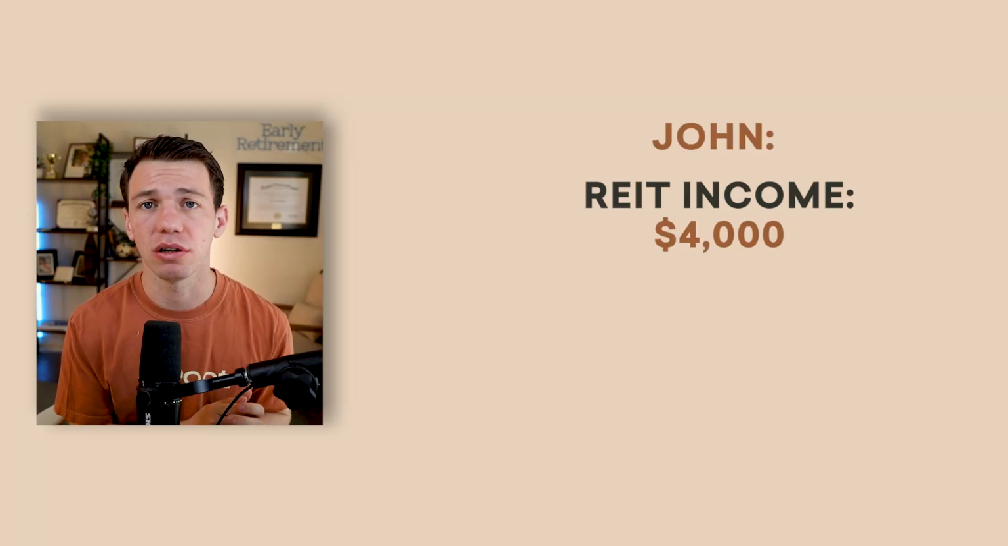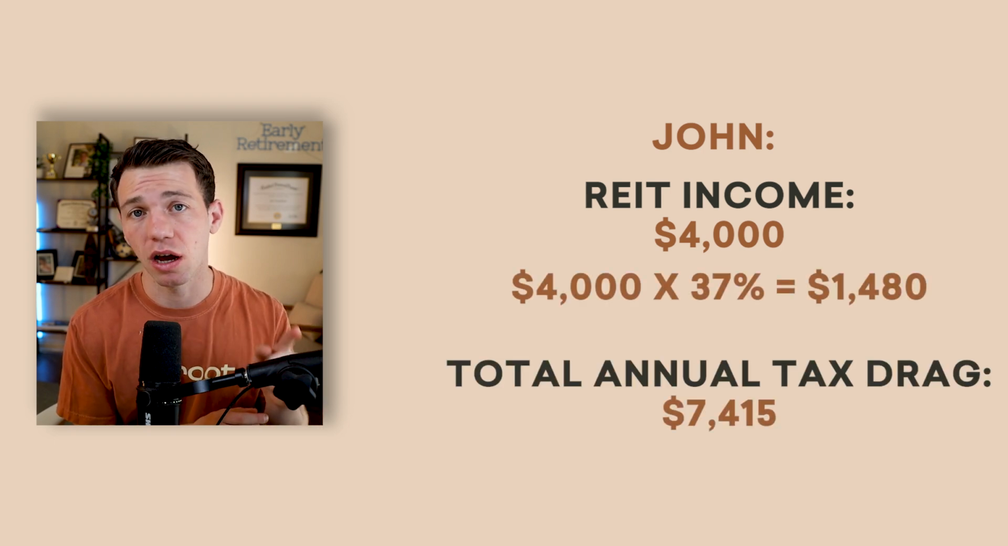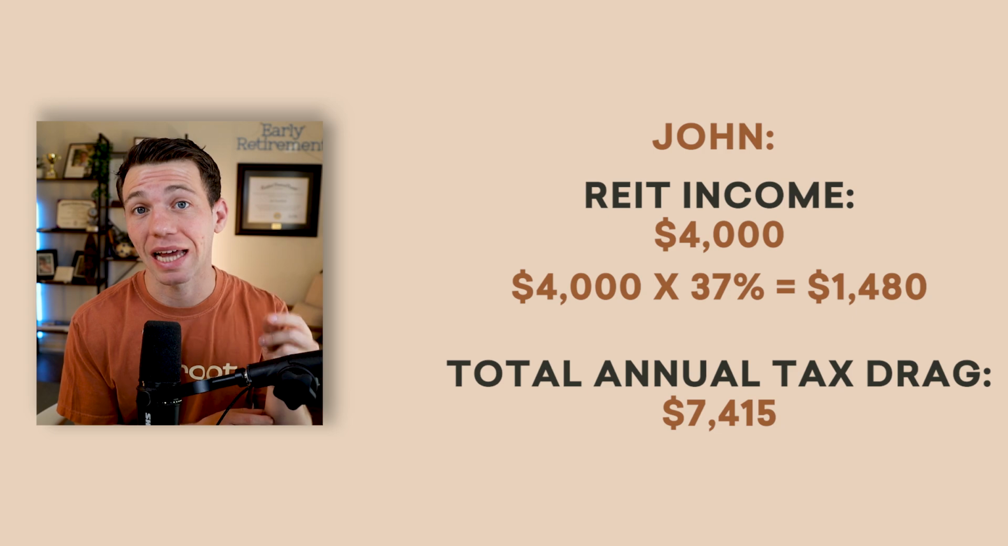Now lastly, I'm going to call this REIT income. That's real estate investment trust, so passive real estate. Let's assume you brought in $4,000 from that. At 37%, that's $1,480. That's $7,415 in taxes, annual tax drag.